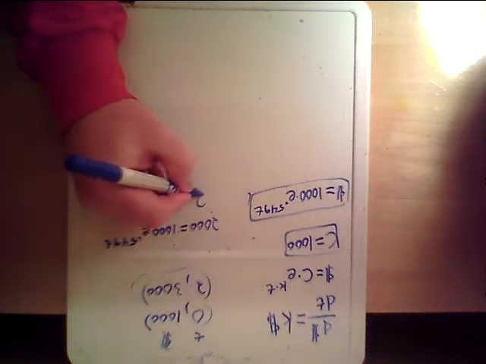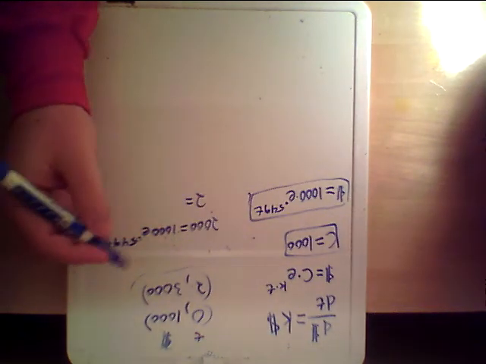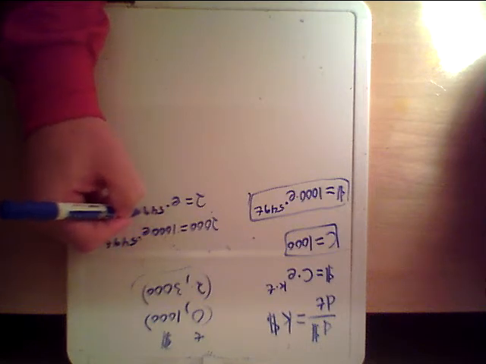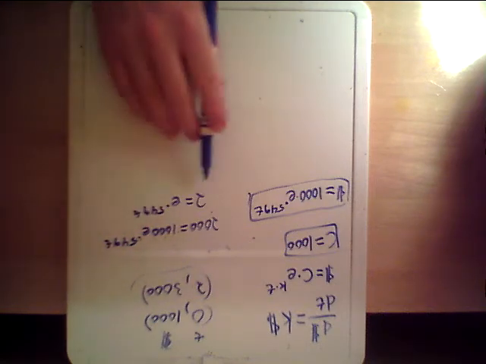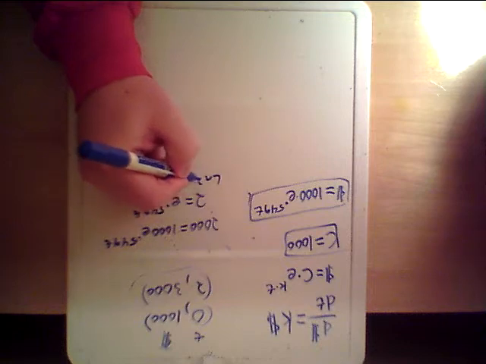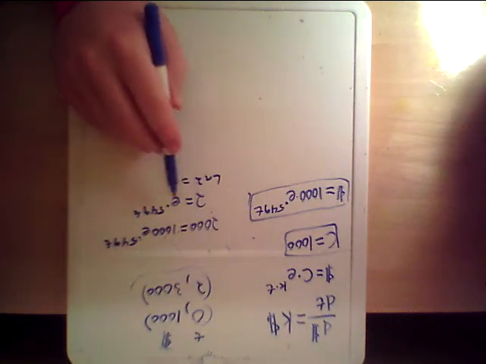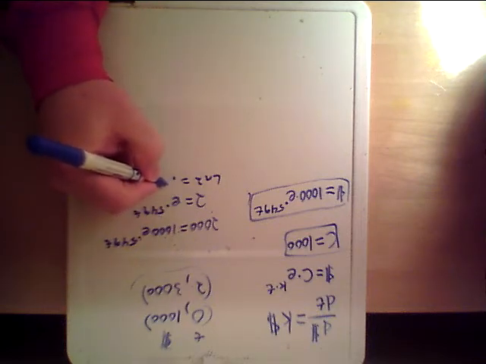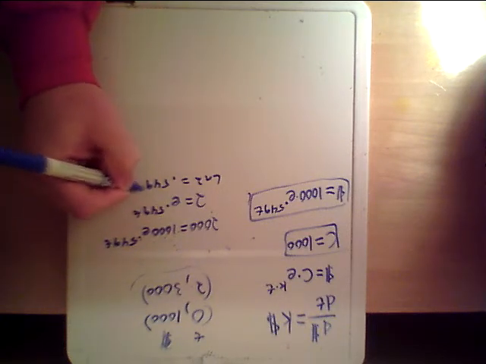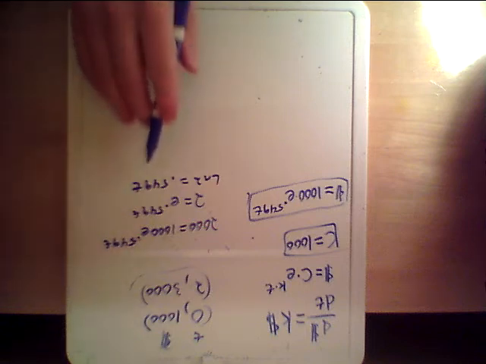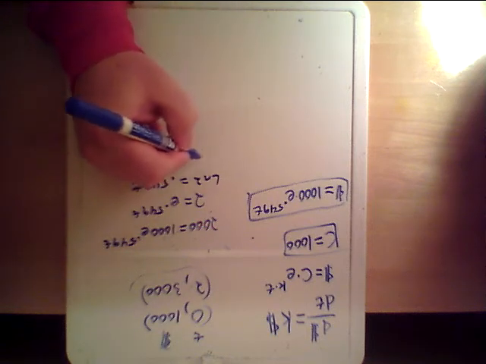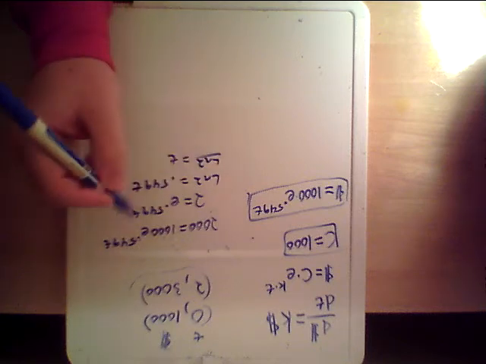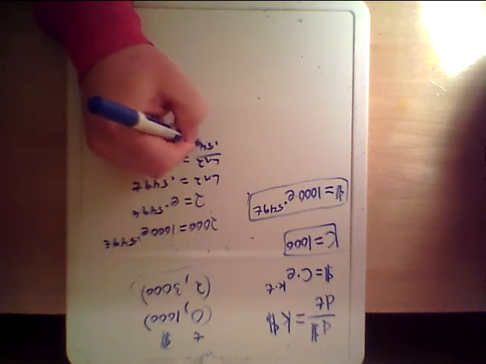So we're going to get 2 equals e to the 0.549 t. Take the natural log of both sides. Natural log of 2 equals natural log of e to a certain power, which is just going to be that power. So it'd be 0.549 t. Divide both sides by 0.549. So t would equal natural log of 2 over 0.549.